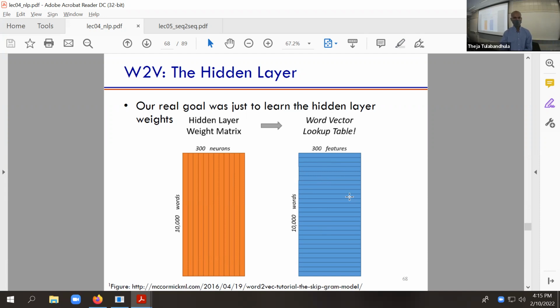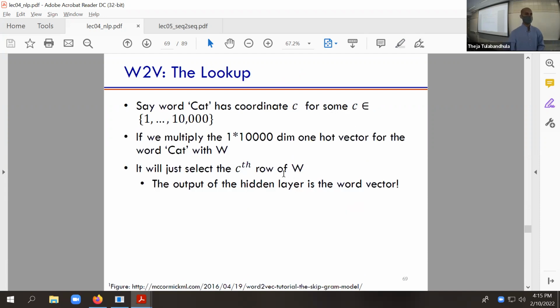Maybe this interpretation is a little bit confusing, so let's take an example in the next slide. Let's say we have the word cat. We want to represent cat as a one-hot encoded vector. We know how to do it. We just pick one location to be 1 and everything else to be 0.